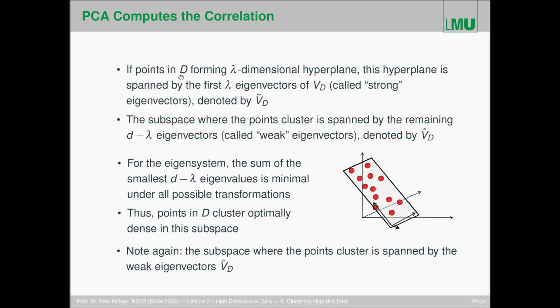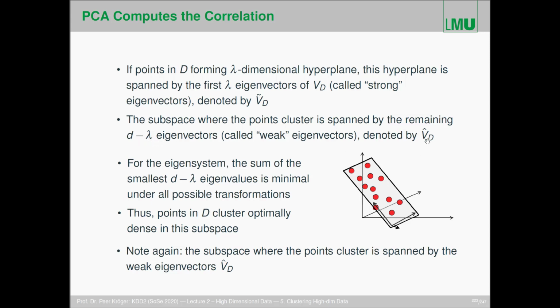If points of the cluster form a lambda-dimensional hyperplane, this hyperplane is spanned by the first lambda eigenvectors. Those are the directions of high variance, so here, for example, the non-interesting subspace in our intuition. We call them the strong eigenvalues, which is a little bit unintuitive, but anyway. They are denoted by this snake V here, and the others are called the weak eigenvalues, which are the d minus lambda eigenvectors that have the small eigenvalues.